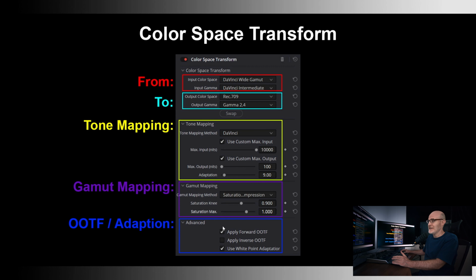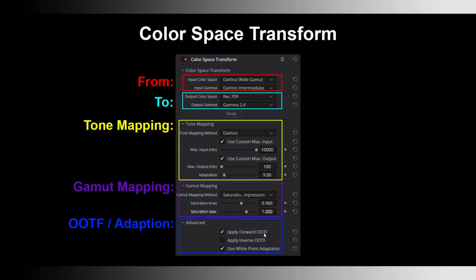There's also some Easter eggs hiding at the bottom here, like what is the OOTF and what is white point adaptation? We'll talk a little bit about that, but generally speaking, if you're going from a working space to a display space, you generally want the forward OOTF applied. And if you're taking already graded display rendered material into a wide gamut post-production working space, then you'll apply the reverse. So let's look at why.